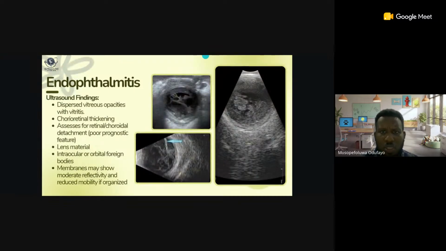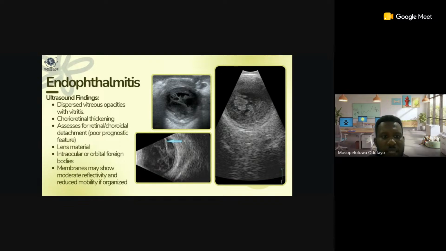And what are the ultrasound findings? There will be dispersed vitreous opacities. The RCS, retinal choroid scleral complex, will be thickened. And then there could be detachments, which is a poor prognostic feature. You could find lens material, internal echoes inside the lens. And there could be intraocular or intraorbital foreign bodies if it was the result of a trauma that was infected because of a foreign body within the eye.